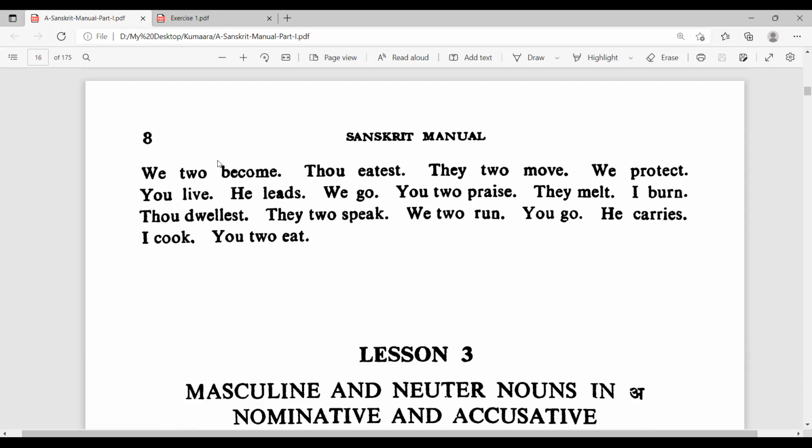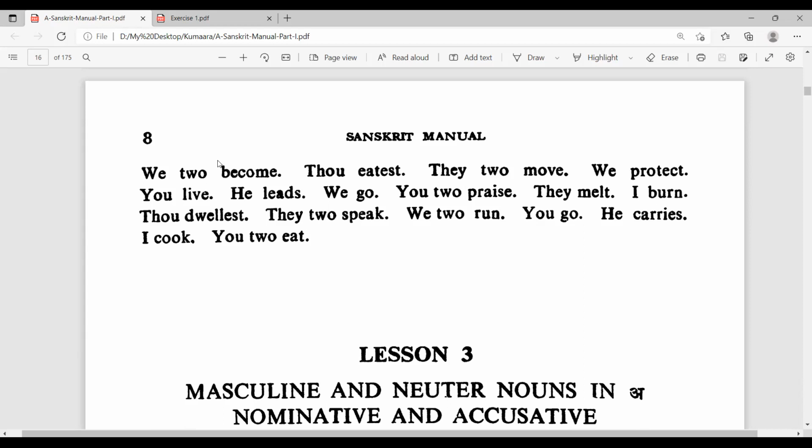Vayam. But you said Vayam. Gachamaha. Vayam gachamaha. It's not Gachanti, it's Gachamaha. Yes.